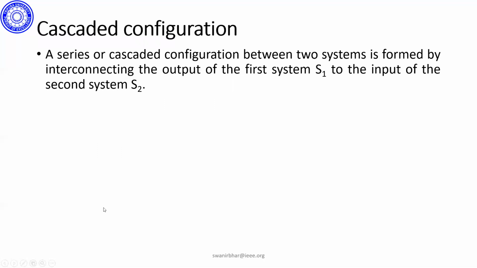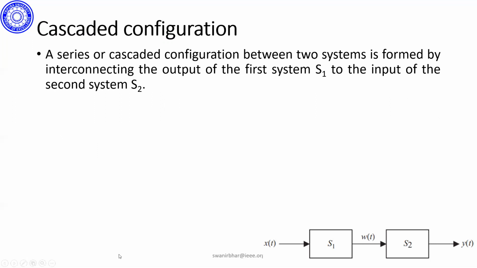So first, coming to the cascaded configuration, here you have a series connection. Those with a circuit background know series and parallel. Series connection means the systems are connected one after the other. So you have the first system S1, the input of S1 gives an output of S1, and the output of S1 becomes the input of S2. So this is how x(t) gives w(t), and this w(t) is the input to S2 and you get y(t).